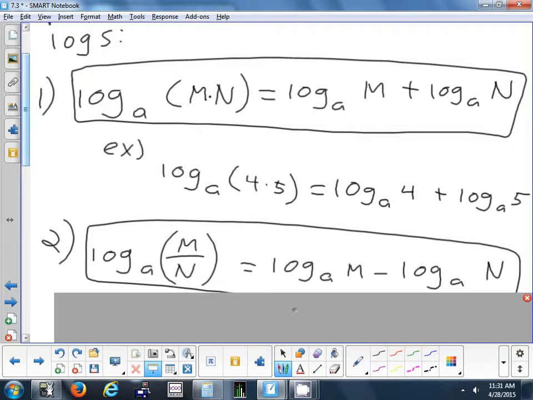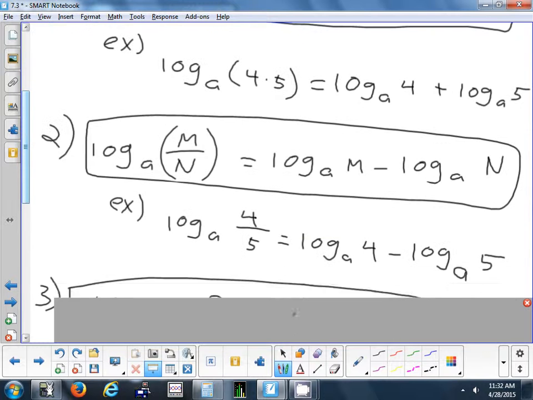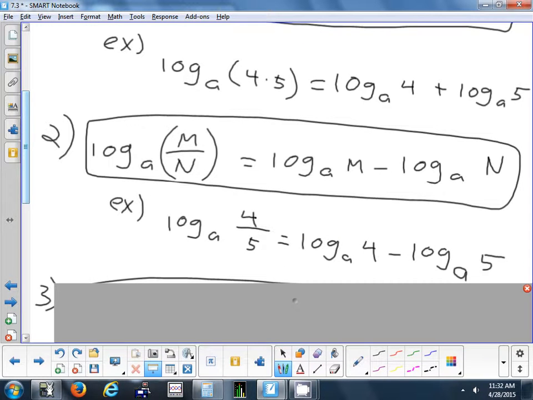Right, this time the base was a to start. When you split it into 2, the base stays as a. When it's a fraction, remember it's subtraction. Your first argument comes from the numerator. Your second argument comes from the denominator. Okay, so if you wrote it out with numbers, you could do something like that. I'm not going to type it in. You could try it. It works. So the log base a of 4/5 becomes log base a of 4 minus log base a of 5.